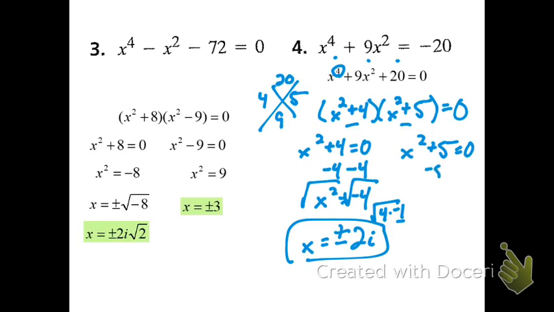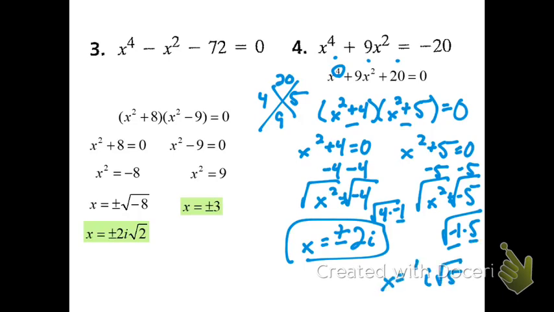Similarly here, but it's going to be a little easier, we subtract 5 from both sides. I get x squared is equal to negative 5. Then I have to square root both sides. Now, whenever you square root a negative, you end up with an imaginary number. So here's what we hit. If I have the square root of negative 1 times 5, the square root of negative 1 is i. The square root of 5 is just the square root of 5. So the other answers are plus or minus i root 5.